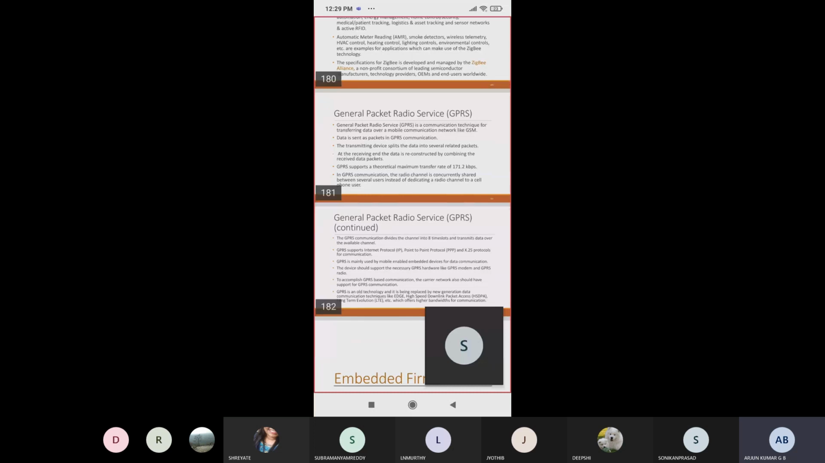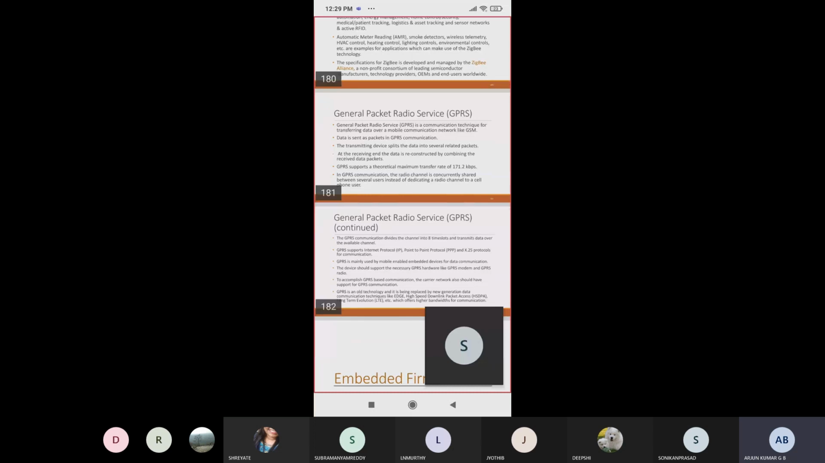In GPRS communication, the transmitting device splits the data into several related packets. At the receiving end, the data is reconstructed by combining the received data packets. The maximum transfer rate for GPRS is 171.2 kilobits per second. In GPRS communication, the radio channel is concurrently shared between several users instead of dedicating a radio channel to each cell phone user.